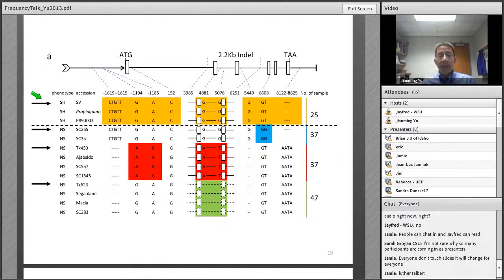And then we actually found there are 3 domesticated alleles. So we use small SH1 because of the loss of shattering. So it's just small SH1, SC265, TX430, and then TX623. And then on the left side, this is the distribution table.